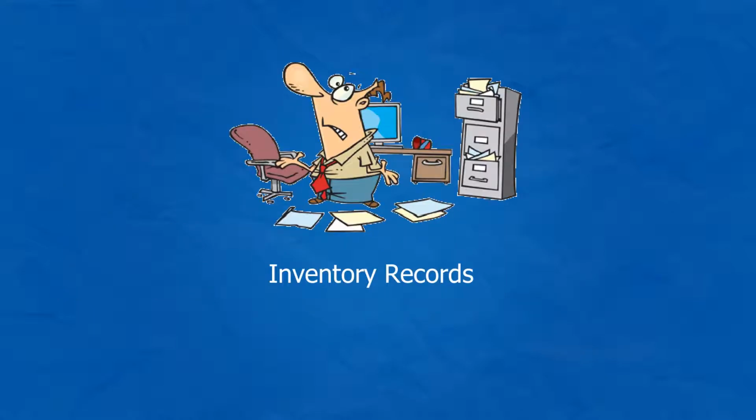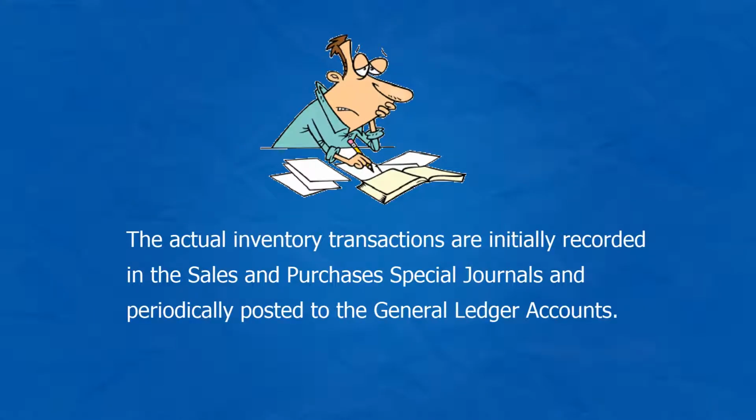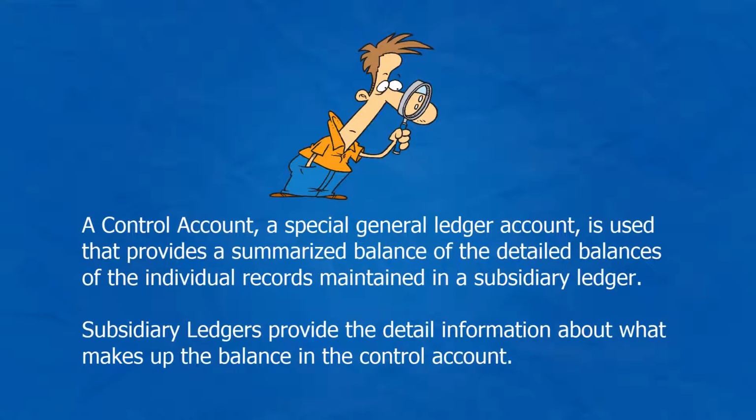Inventory records. The actual inventory transactions are initially recorded in the sales and purchases special journals and periodically posted to the general ledger accounts. A control account, a special general ledger account, is used that provides a summarized balance of the detailed balances of the individual records maintained in a subsidiary ledger.